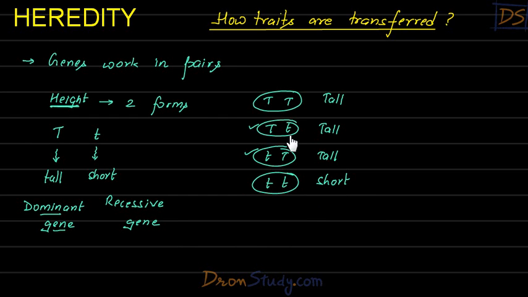But if one is capital T and one is small t, because capital T is dominant, it will rule and it will make the person tall. Same is the case here. So students, we can actually define this dominant and recessive gene.